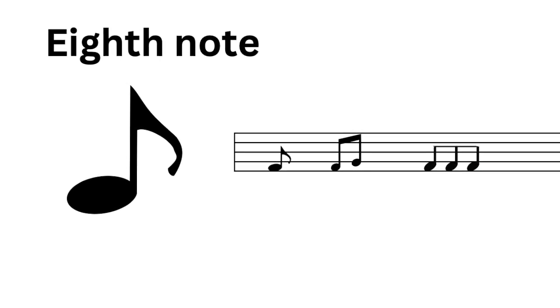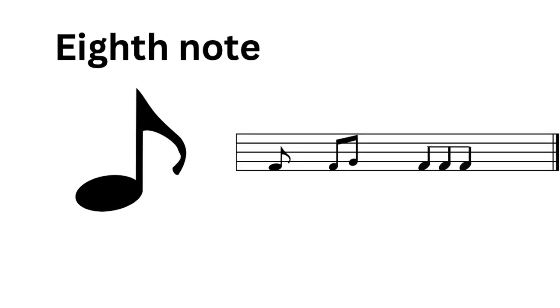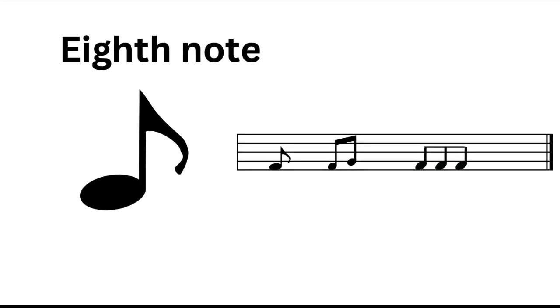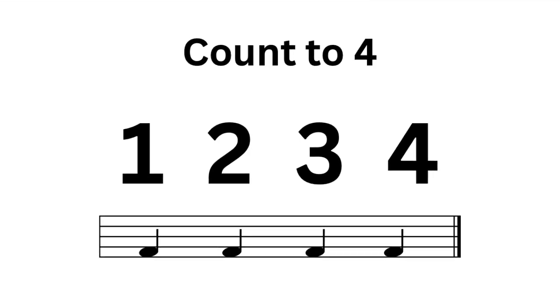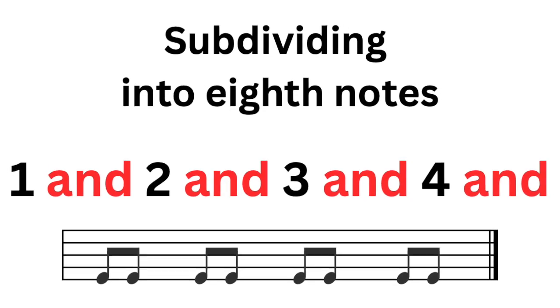And when you put them on the music staff and chain them together, then they get attached. And it's essentially a quarter note divided into 2. So it's going to sound twice as fast. So instead of 1, 2, 3, 4, which would be this, we have 1 and 2 and 3 and 4 and, which is written like this.